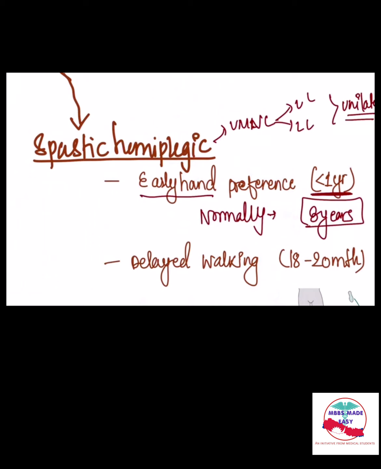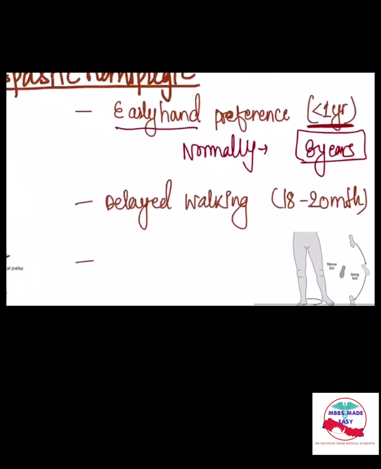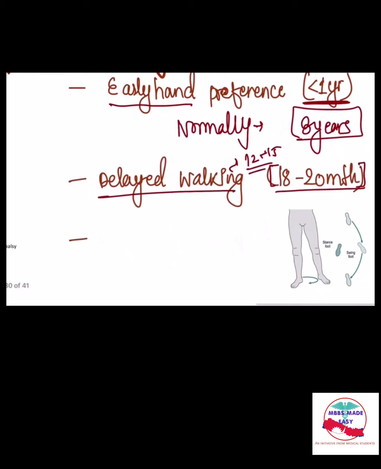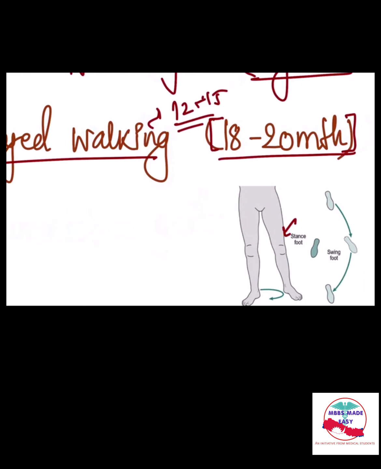Because the child cannot use the side of the body which underwent hemiplegia, and hence only the sparing side is used, which ultimately leads to early hand preference. Because of hemiplegia, the child will have difficulty walking and a delay in walking. Normally walking begins at 12 to 15 months, but this child will start walking only at 18 to 20 months. Even if he walks, he cannot use one leg. He cannot flex the knee or the ankle joint.